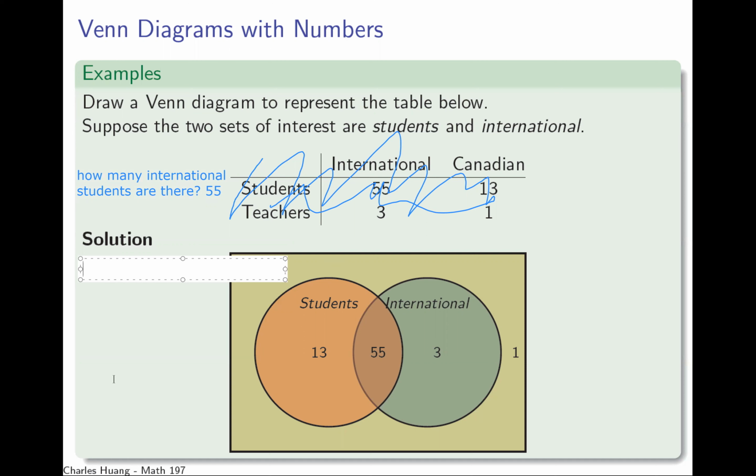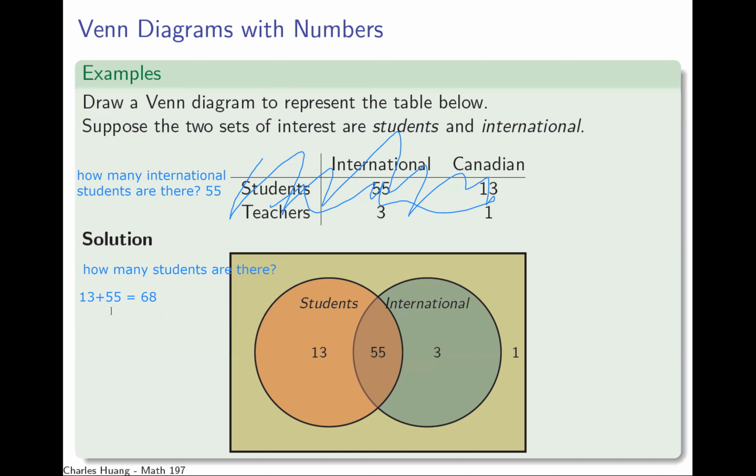We might ask you questions like this. How many students are there? Well, we have to add up everything inside the student circle. So we have to say 13 plus 55, and that would be 68. So we have 68 students in total.